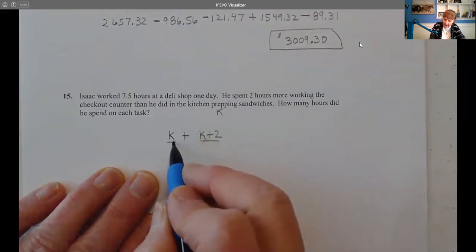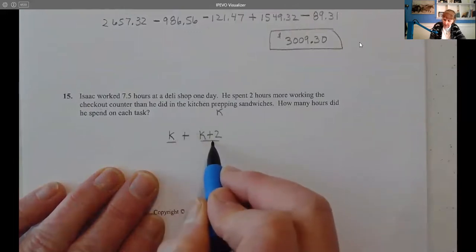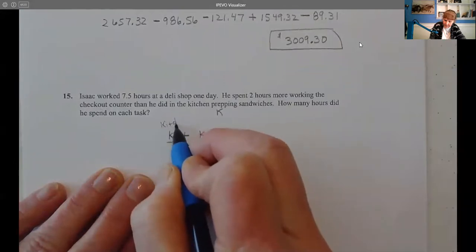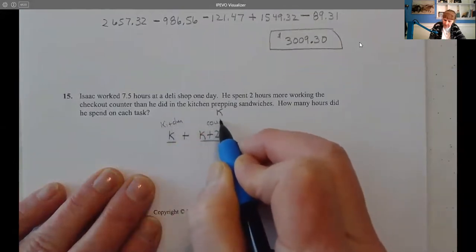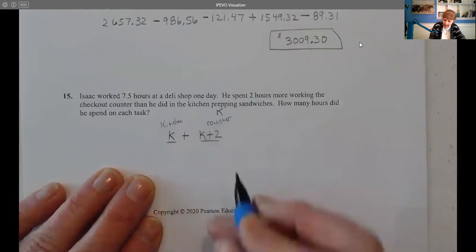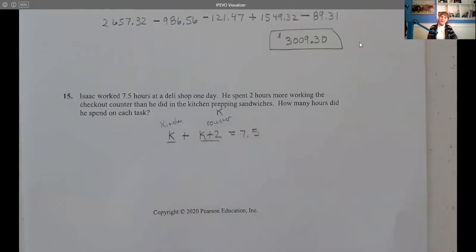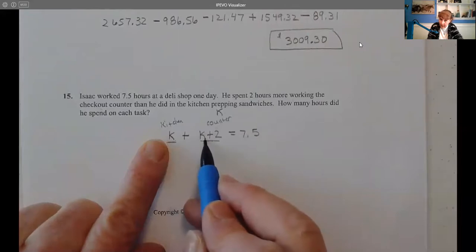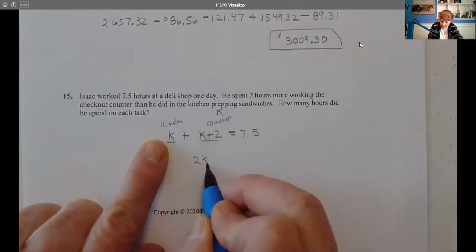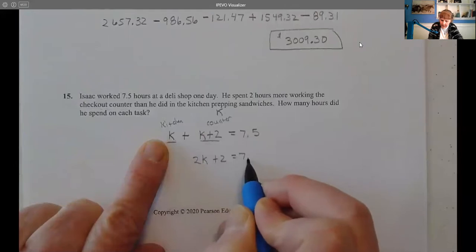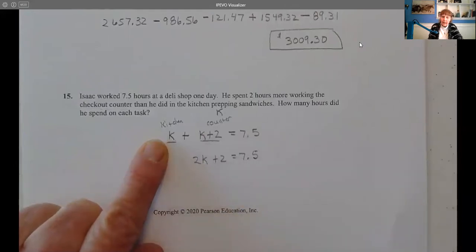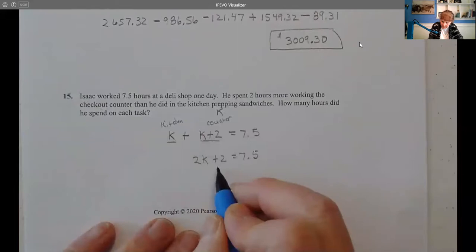When I add the kitchen hours and the counter hours, this is the kitchen hours. Here's the counter hours, how much time on the counter. It's going to be 7.5. And you need to solve it. Coming up with this was a little tough, and it just takes some practice. But solving it isn't too bad. 1K plus 1K is 2K. So I combine my like terms. And now it's a 2-step equation.